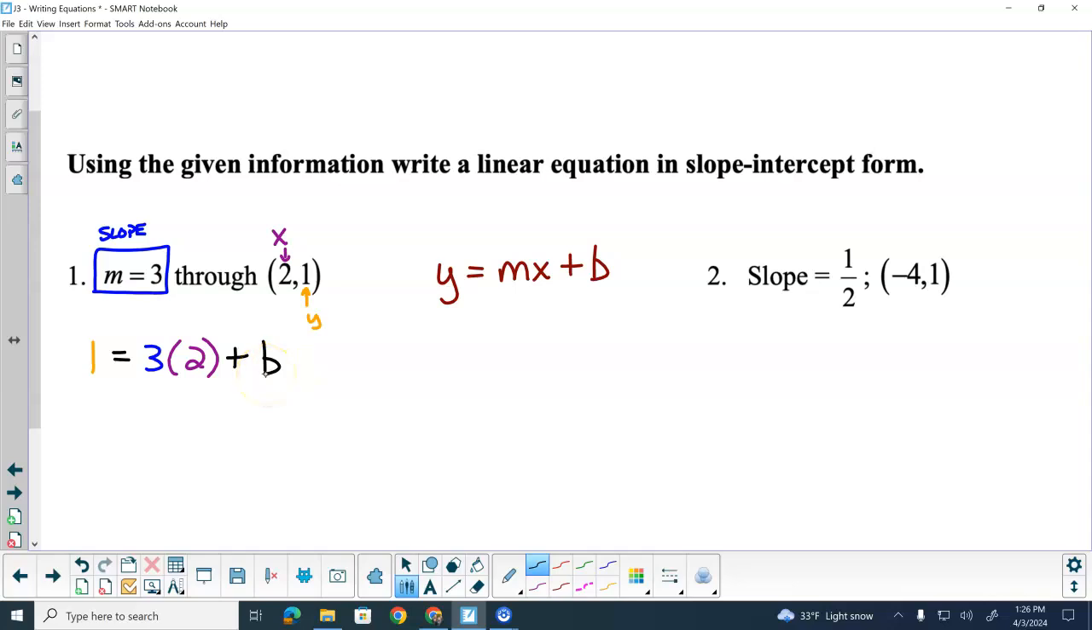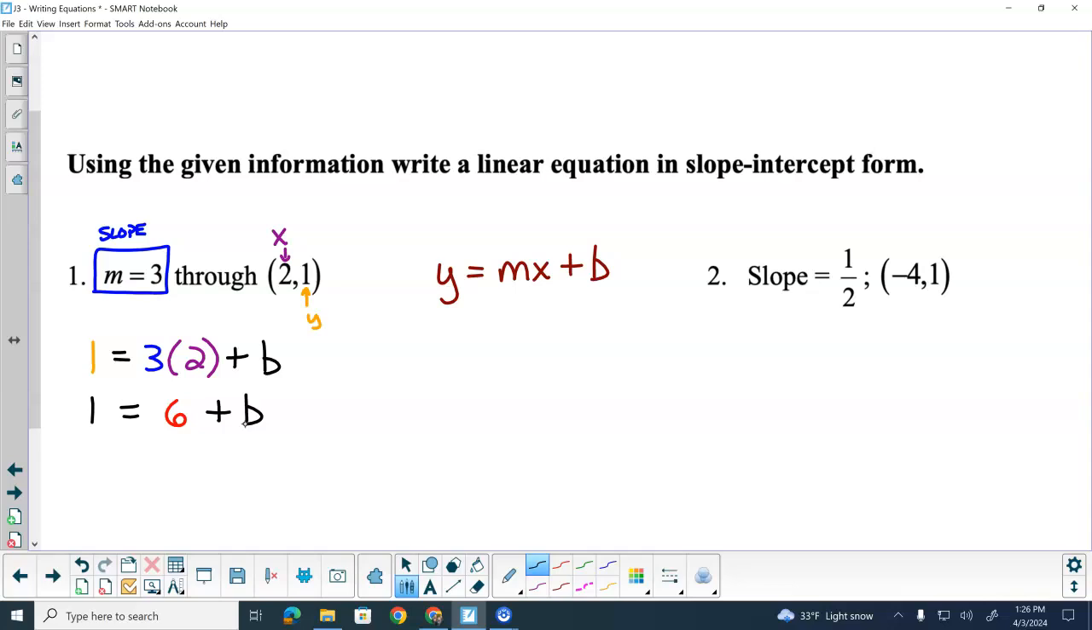We can take our m, put it in for m. We can take the x, put it in for x. We can take the y, put it in for y, and now we can solve for b. 2 times 3, or 3 times 2 is 6. So 1 here equals 6 plus b.